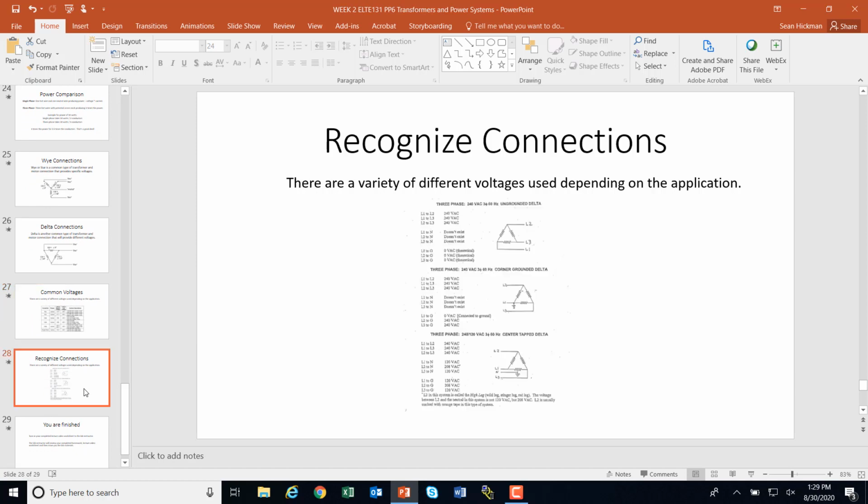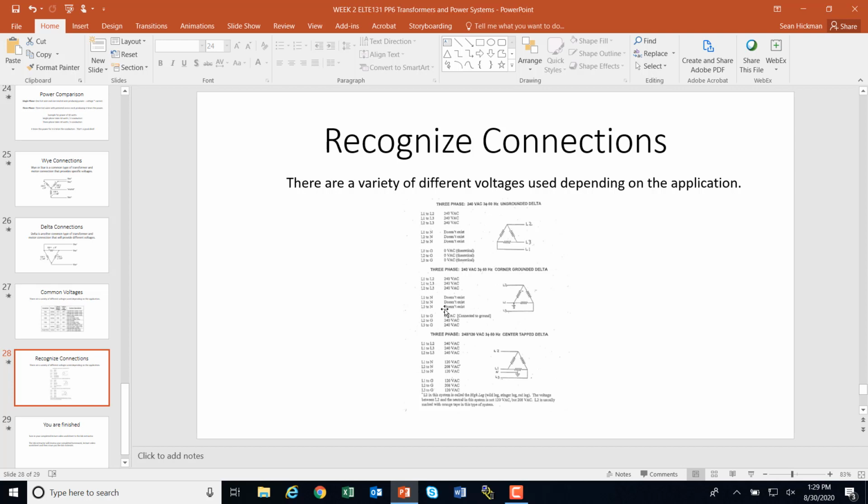Your book has a bunch of connections, a handout here that shows deltas and Ys and what your line is, whether you have 240 coming in or 120, and it lists what you could get for your voltages. Okay, and you're going to want to memorize these. What is a delta Y? What is a corner grounded delta? There's a corner ground. What's it look like and what voltages are available. So we'll take a look at that handout and you'll definitely want to memorize it.